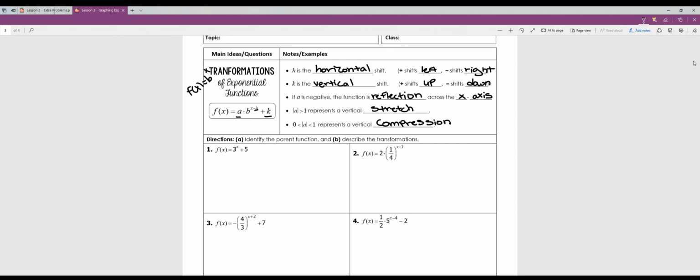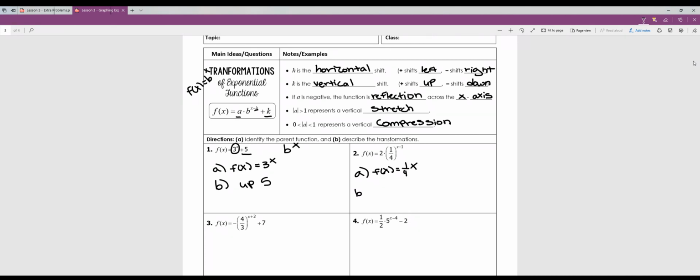Now the trick here is we have to first identify what the parent function was. And remember, the parent function is some constant to the x power. So by looking at problem number 1 here, my constant to the x power is going to be 3 to the x. That's my parent function. So what's the transformation? The only thing different is this plus 5 on the outside, which means it went up 5. But if I take a look at number 2, again, I need to identify the constant raised to the x power. And that here is 1/4 to the x power.